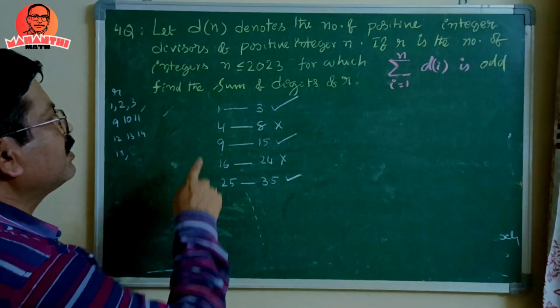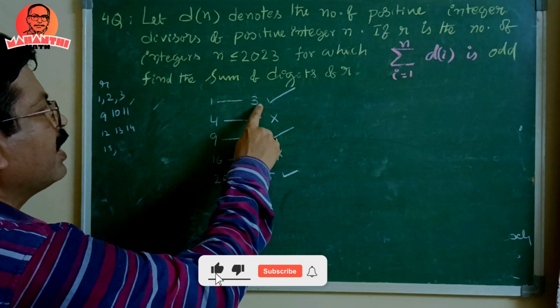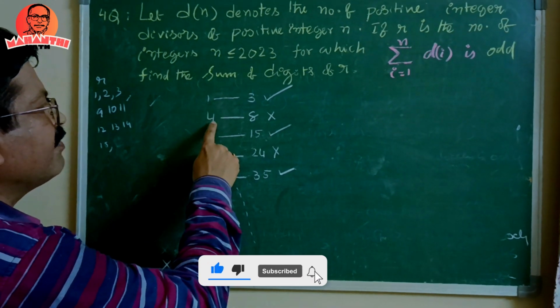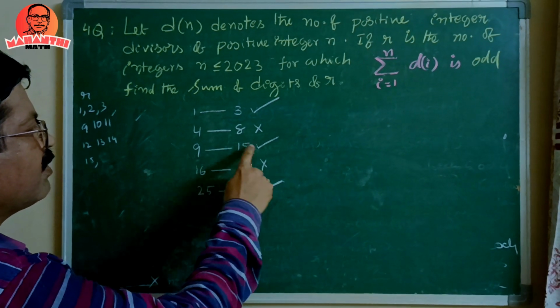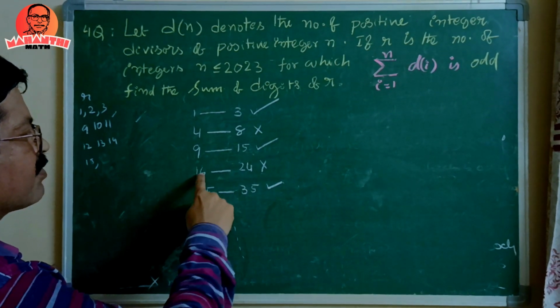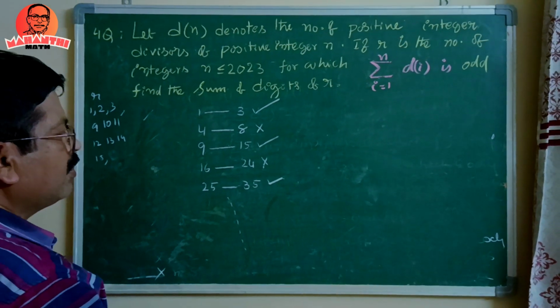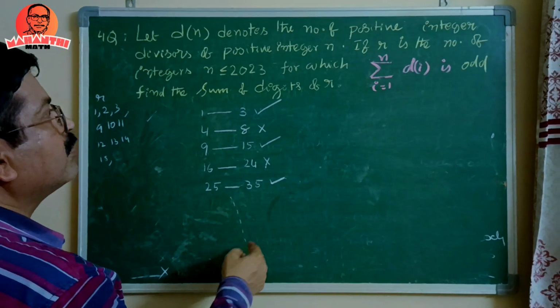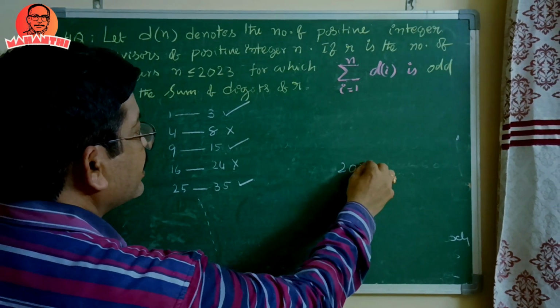Now we observe that 1 is an odd perfect square, so we have to take. When it is an even perfect square, we should not take. Odd perfect square we have to take. Even perfect square we are not taking. Odd perfect square we are taking. So up to what do we have to do? What is the last value of n? 2023.